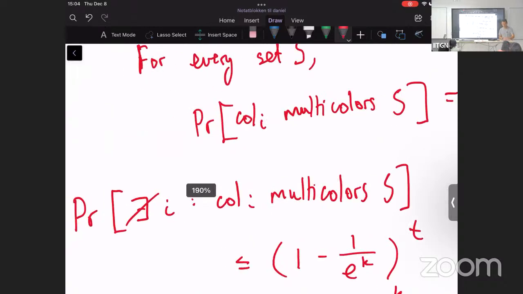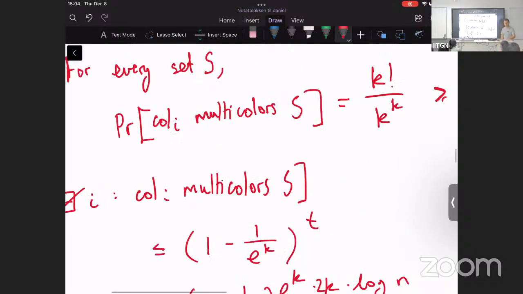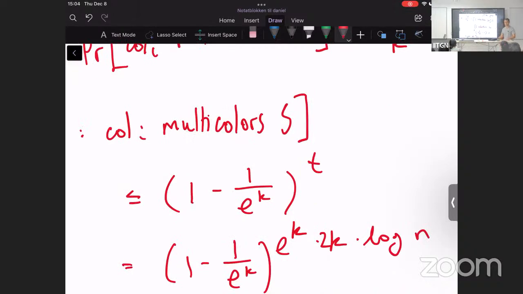Okay, so now if I fix a set and I ask what's the probability that none of my colorings multicolor that set, well, then the first coloring shouldn't multicolor it. That's 1 minus 1 over e to the k. The second one shouldn't multicolor it. That's another factor of 1 minus 1 over e to the k. So it's 1 minus 1 over e to the k to the power t, where t is the number of colorings we're picking. And what is t? T is e to the k times 2k log n.